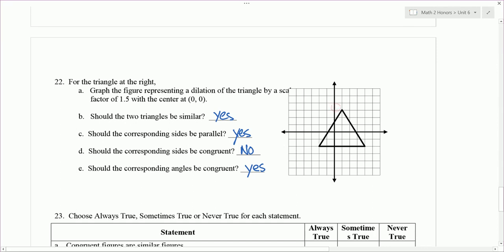So let's label these. We've got A, B, C, and we're going to take these and we want a dilation of the triangle by a scale factor of 1.5. So let's get the coordinates of A. Coordinates of A are left 2, down 2. Let's do B as well. B is right 1, up 3, and C is, from 0, 0, you go right 1, 2, 3, 4, down 2.